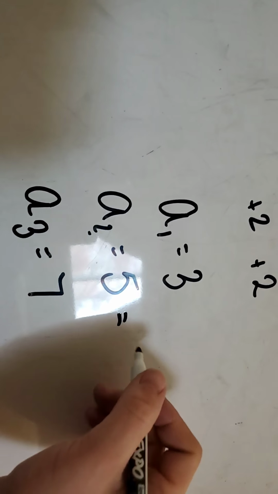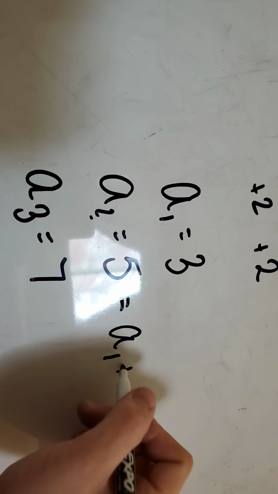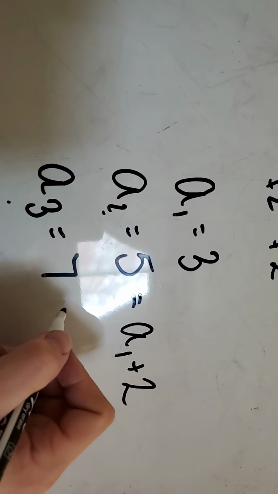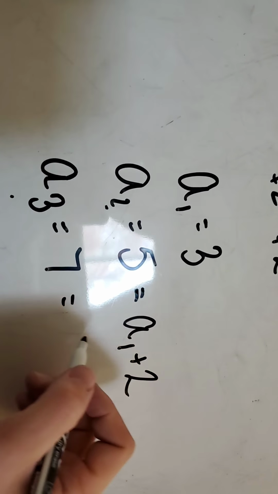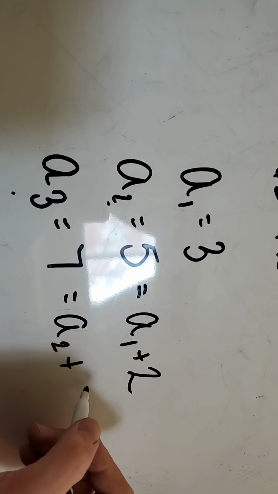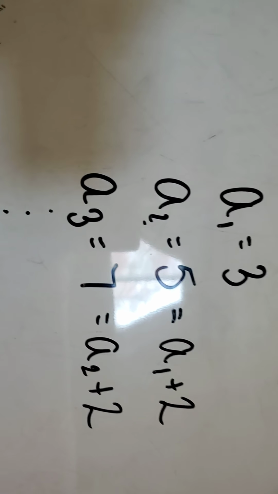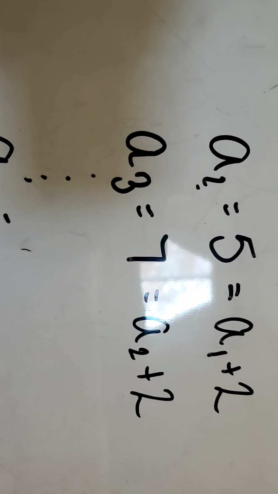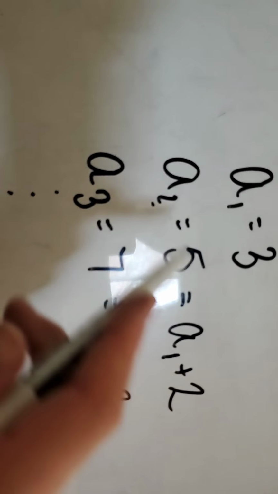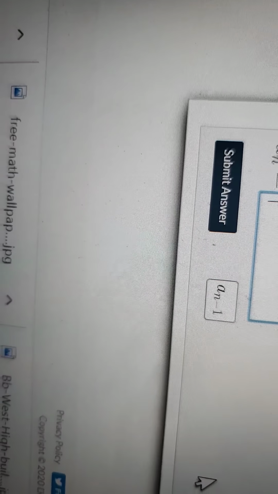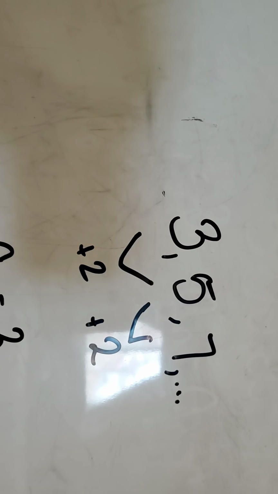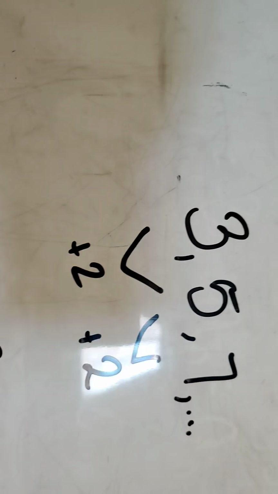Well, 5 is A1 plus 2. There we go. 7 is A2 plus 2. Woo! I don't know why that took me so long to do. My fault. All right. What we want to do is incorporate, like I said, this little AN minus 1, right? So what we're trying to think about is the term that we're on, the relationship that it has with the term before it. And as we said, the term that we're on is the term before it plus 2.